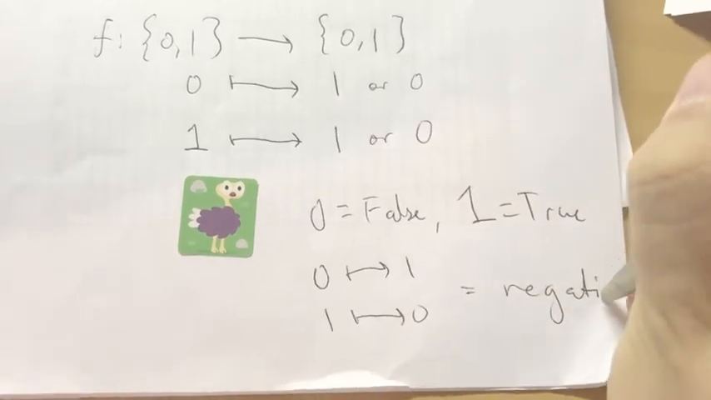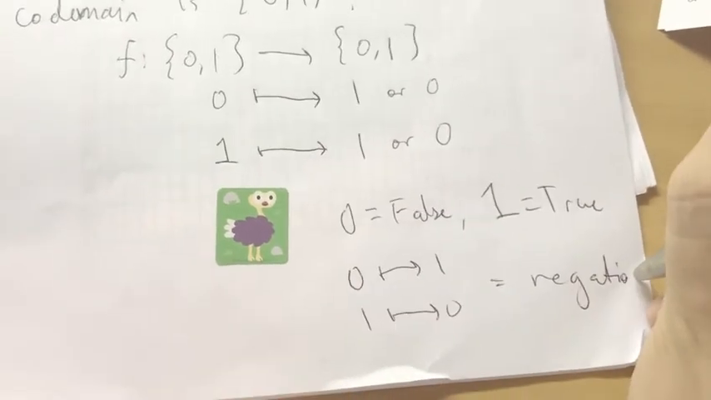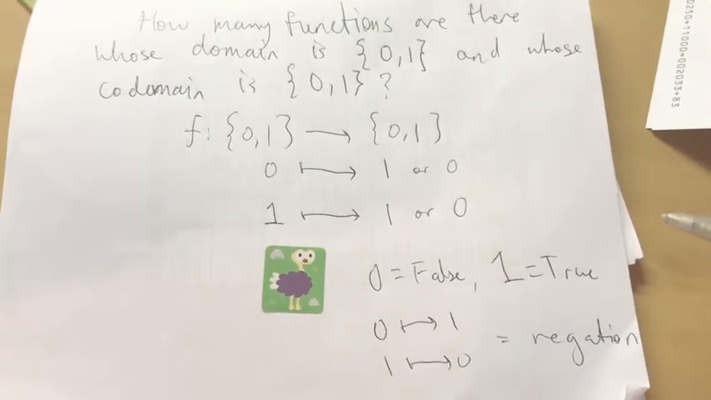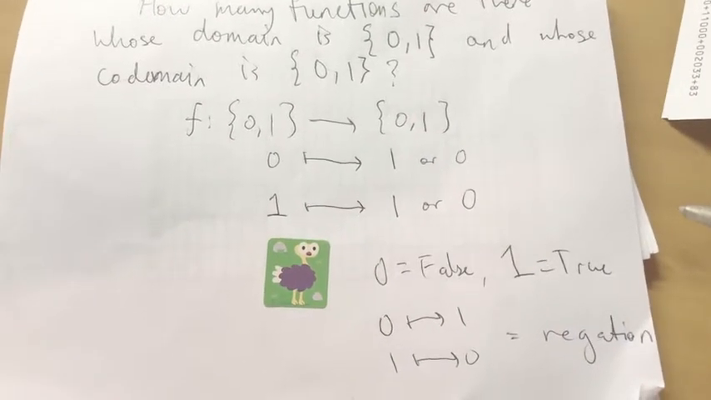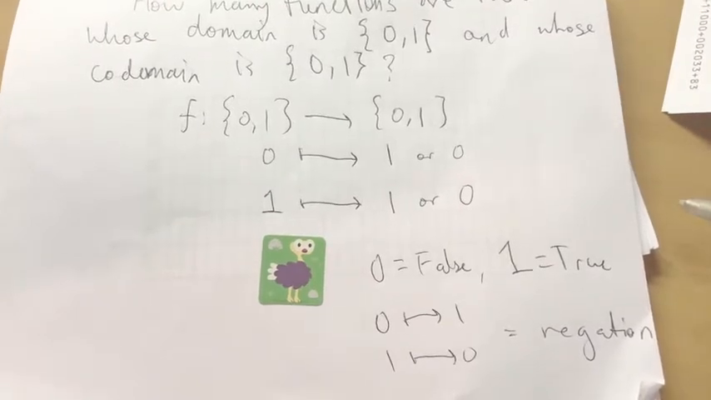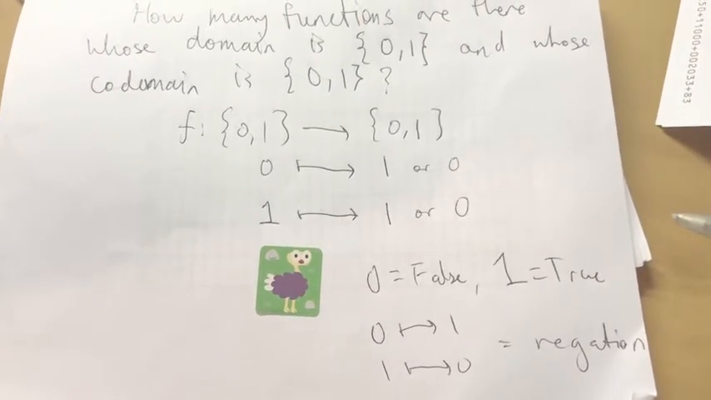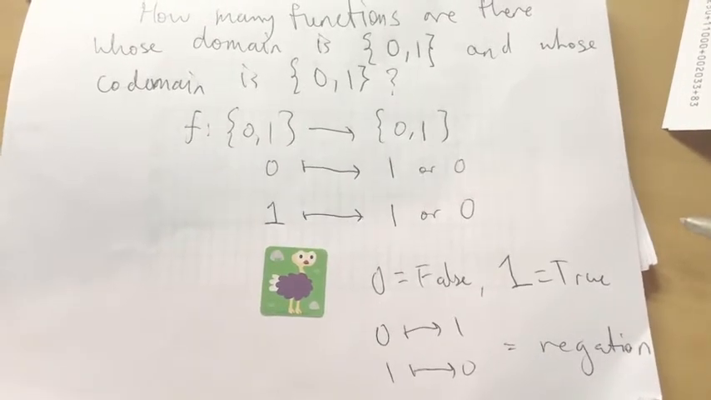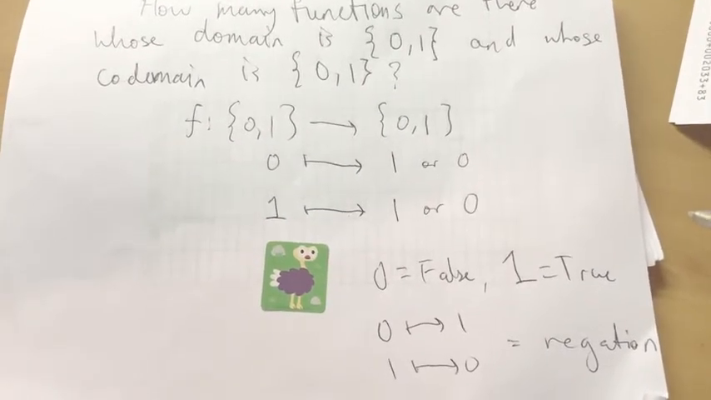And if you take 0 to 0 and 1 to 1, that's like an operation that does nothing. So that's kind of like the trivial logical operation. If you take 0 to 1 and 1 to 0, that's like taking true to false and false to true, so that's like negation.